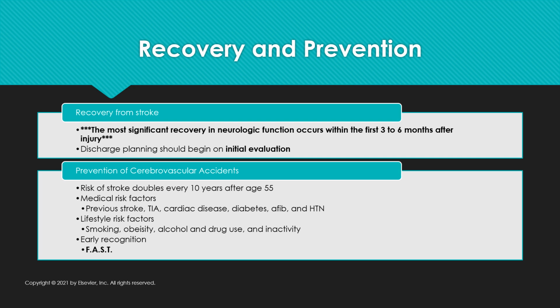Recovery from a stroke is all thanks to neuroplasticity, and the most significant recovery in neurologic function occurs within the first 3 to 6 months after injury, but we can continue to see functional gains up to 5 years as long as continued intervention is implemented in CVA patients. Discharge planning should begin on initial evaluation with these patients because we need to know what their functional needs are at home, and we need to start preparing them both with our interventions and our adaptations that we provide them.